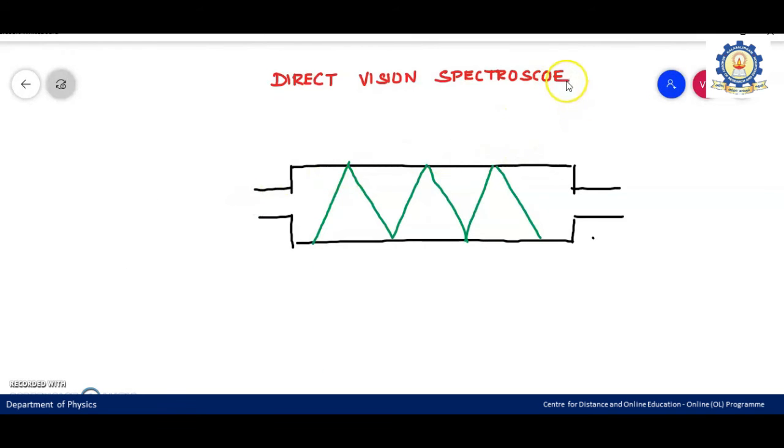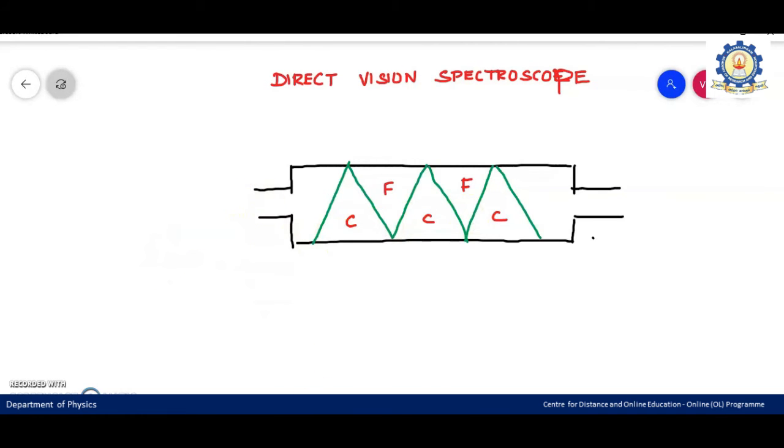Direct vision spectroscope is the application of achromatic combination of prisms. So in this direct vision spectroscope, we have 3 crown glass prisms and 2 flint glass prisms. So these are crown glass prisms, and we have 2 flint glass prisms. Actually, it is placed in a metal tube. So the prisms are fixed in a metal tube.